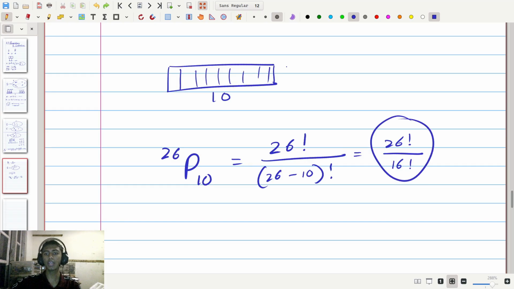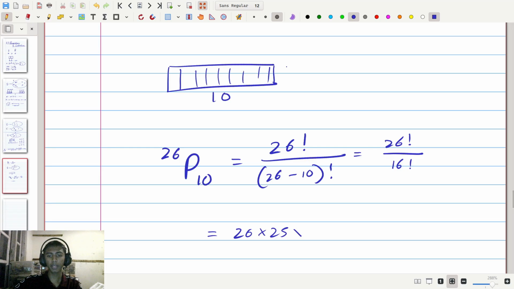If you see, we have 26 factorial divided by 16 factorial, which is going to be 26 times 25 times 24 all the way down, divided by 16 times 15 times 14 all the way down. If we cancel out all the terms, what we're going to be left with is 26 times 25 times 24 times and so on, all the way down to the very last term, which is going to be 1 greater than this term on the denominator, so 17.